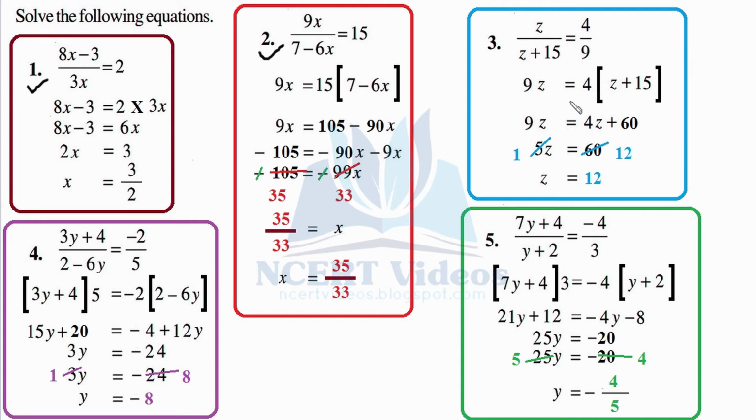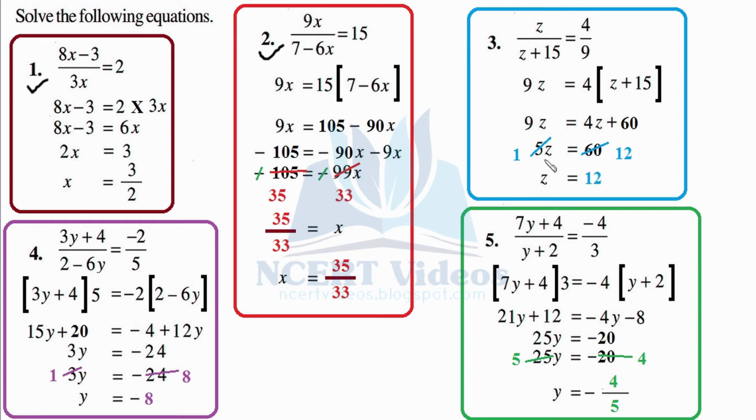9z equals, as it is, 4 into z is 4z plus 15 fours is 60. It is simple. Now let's transpose our variable z towards the left hand side, that is 4z towards the left hand side in our mind. So 9z minus 4z, it will get minus when we transpose it. It will be 5z, simple, equal to this 60 as it is.